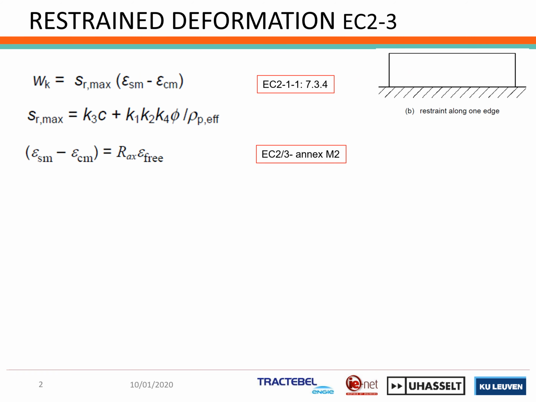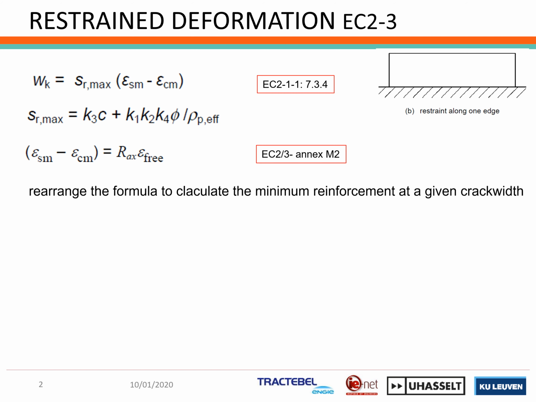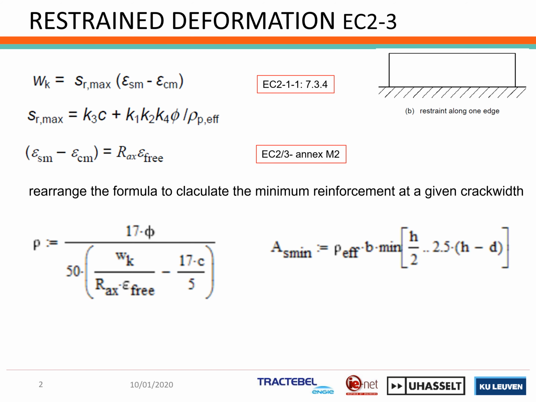If the expected strain is known, minimum reinforcement can be calculated using the classic formula for crack width. Once again, we can rearrange the formula to obtain minimum reinforcement as a function of a given crack width. The restraining factor can be put equal to 0.5, but it varies in theory between 0 and 1. The epsilon free is the strain which would occur if the member was completely unrestrained.